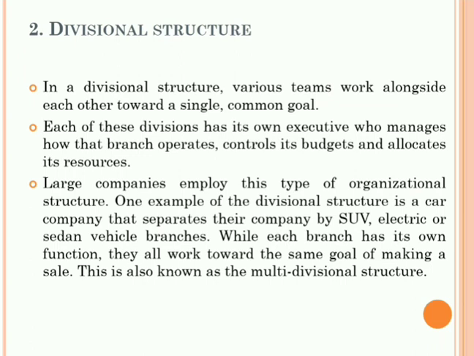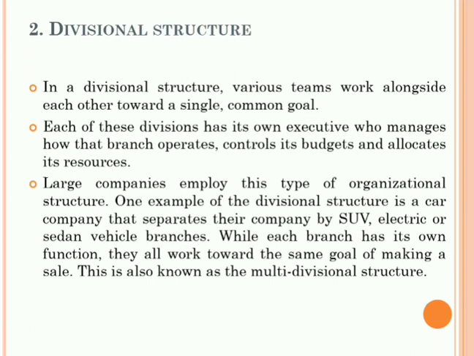Just like that, here is a person named the executive, who manages everything regarding that particular division or branch. He controls all the budgets and all the resources regarding the branch. Large companies use this type of organizational structure. One example of this divisional structure is a car company that separates the company into SUV, electric or sedan vehicle branches. While each branch has its own function, they all work towards the same goal of making a sale of a car. This is also known as a multi-divisional structure.